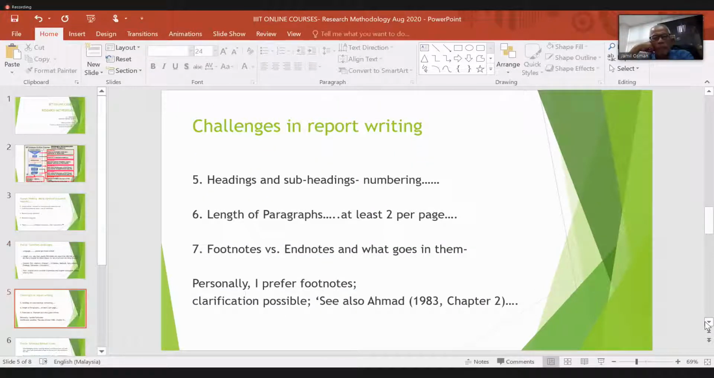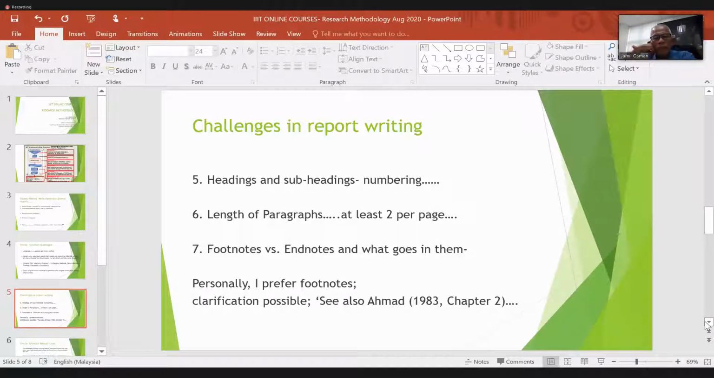Headings and subheadings. Now, this again is a very, very simple thing, but can be quite a challenge to many students. Yeah? When you are writing on a certain area within a chapter, every sub area should have a heading, and under that heading there should be subheadings. Again, this will improve the flow. So numbering is very important.